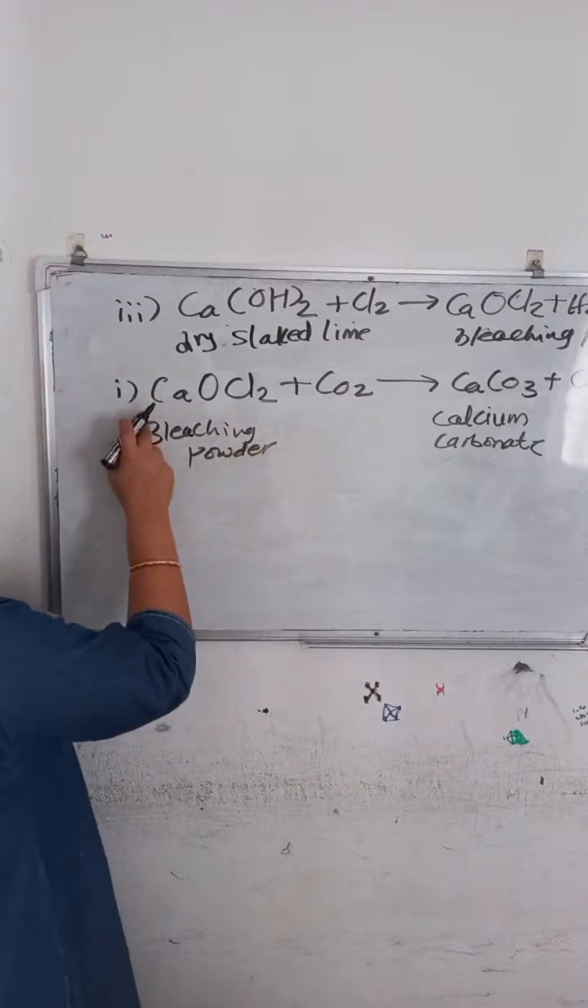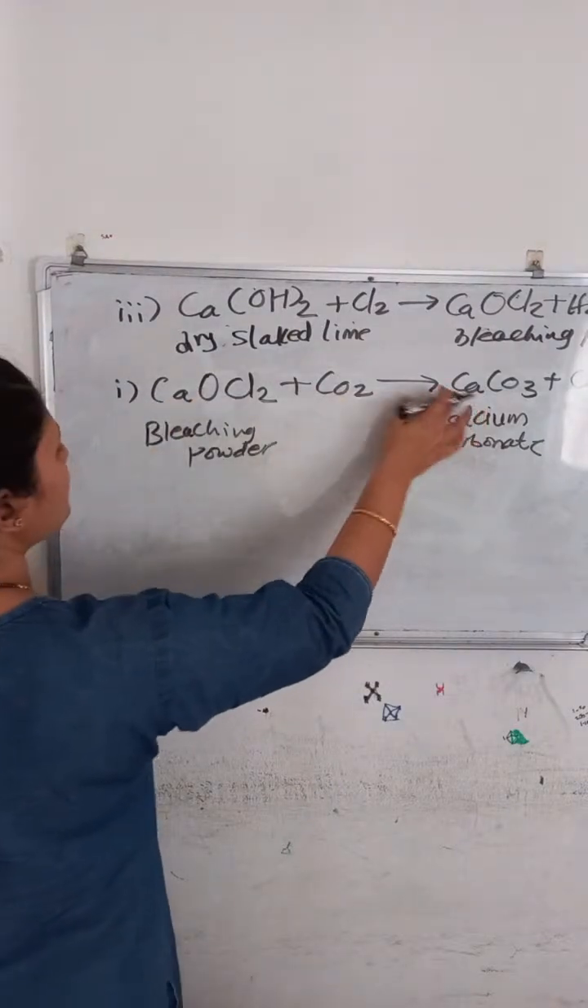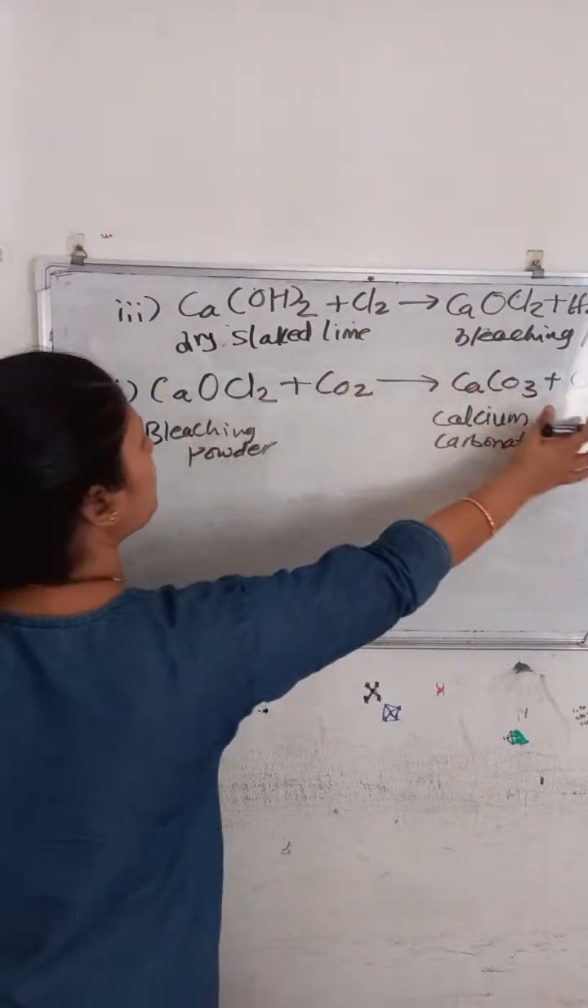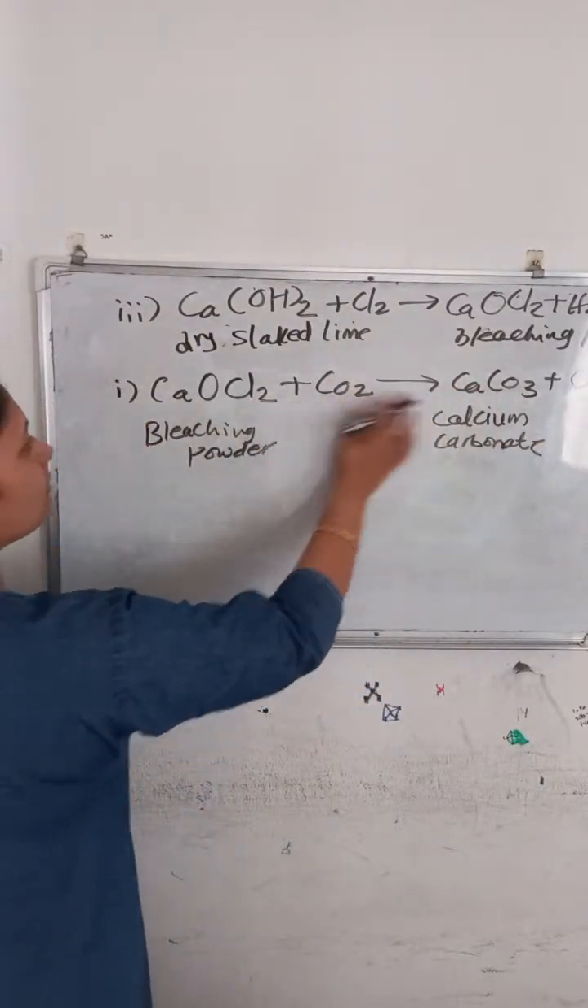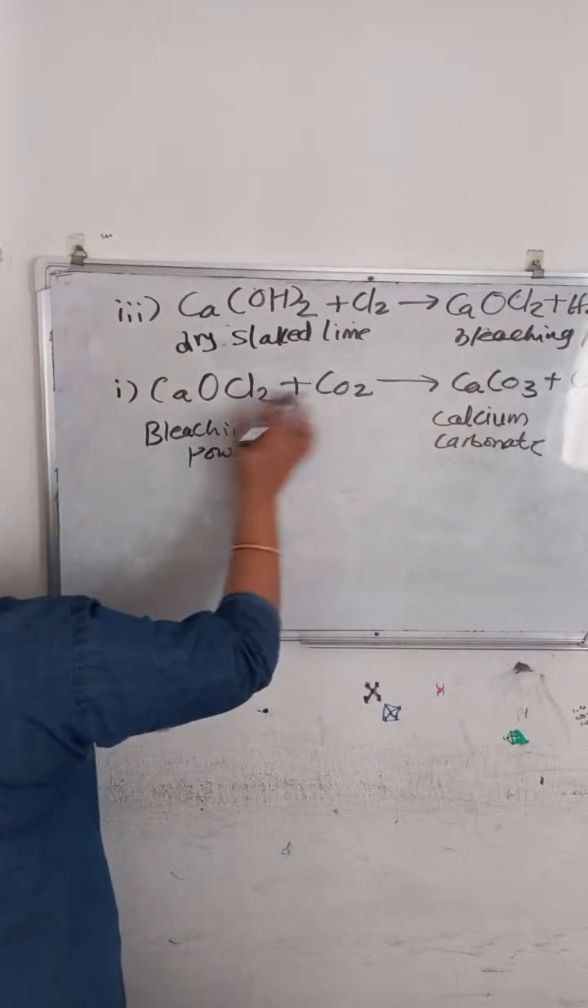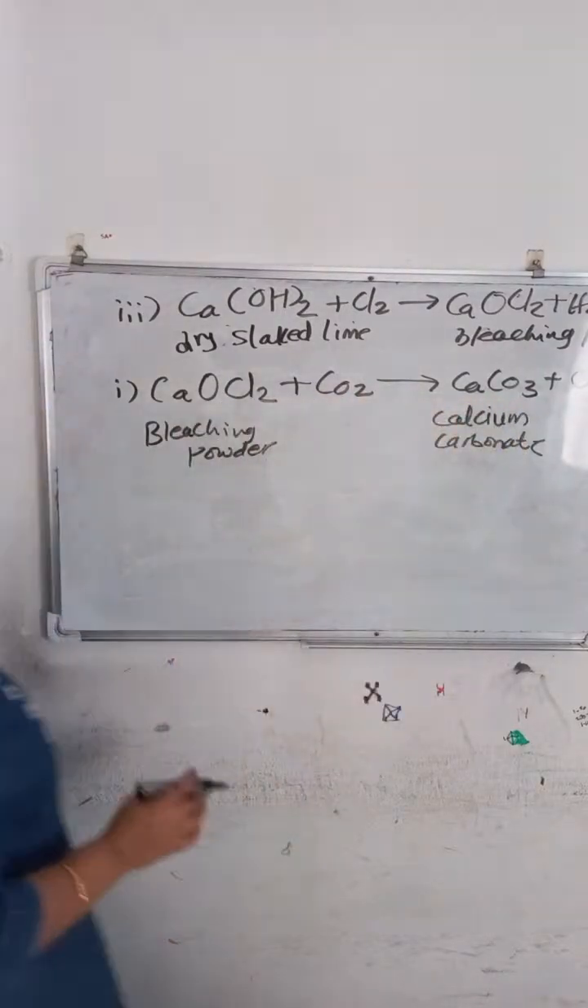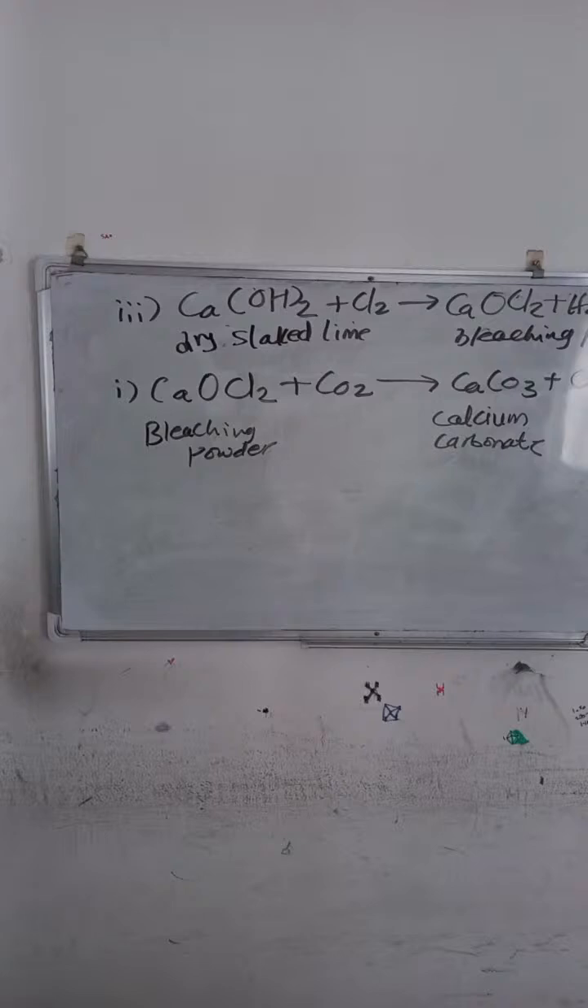So check the equation. Calcium is 1, chlorine is 2, 1 carbon, and oxygen is 2 plus 1, 3. So there are 3 oxygens. If you check, the first also is a balanced one.